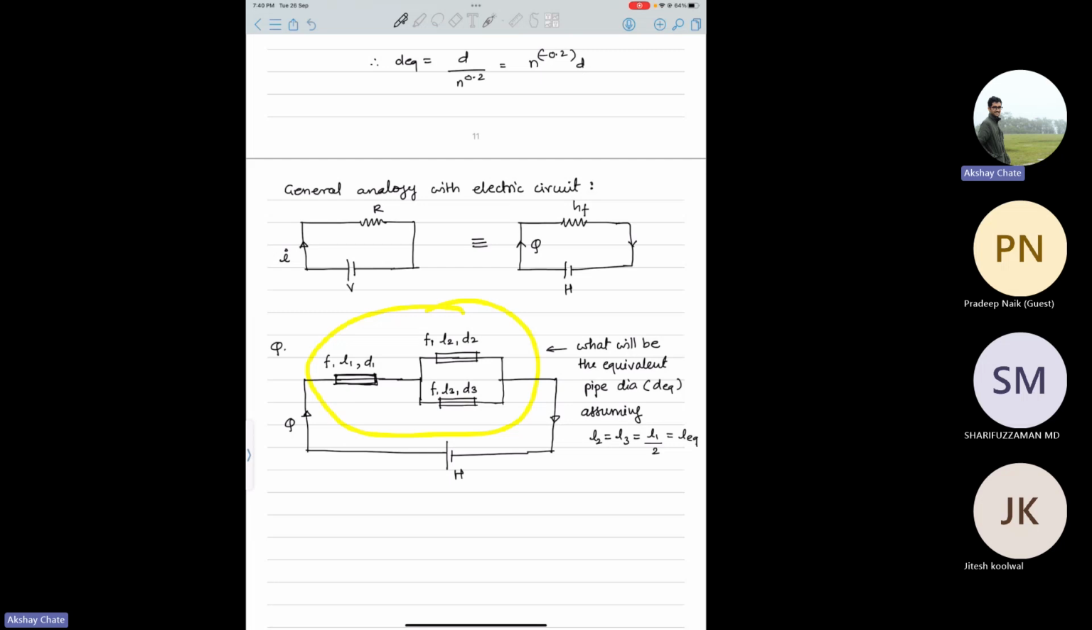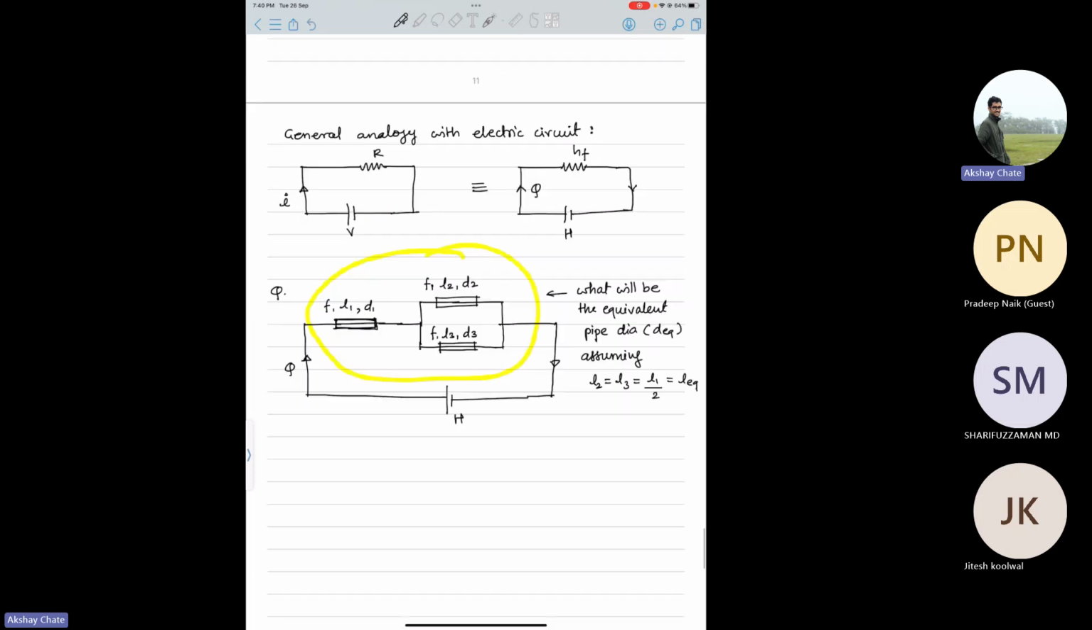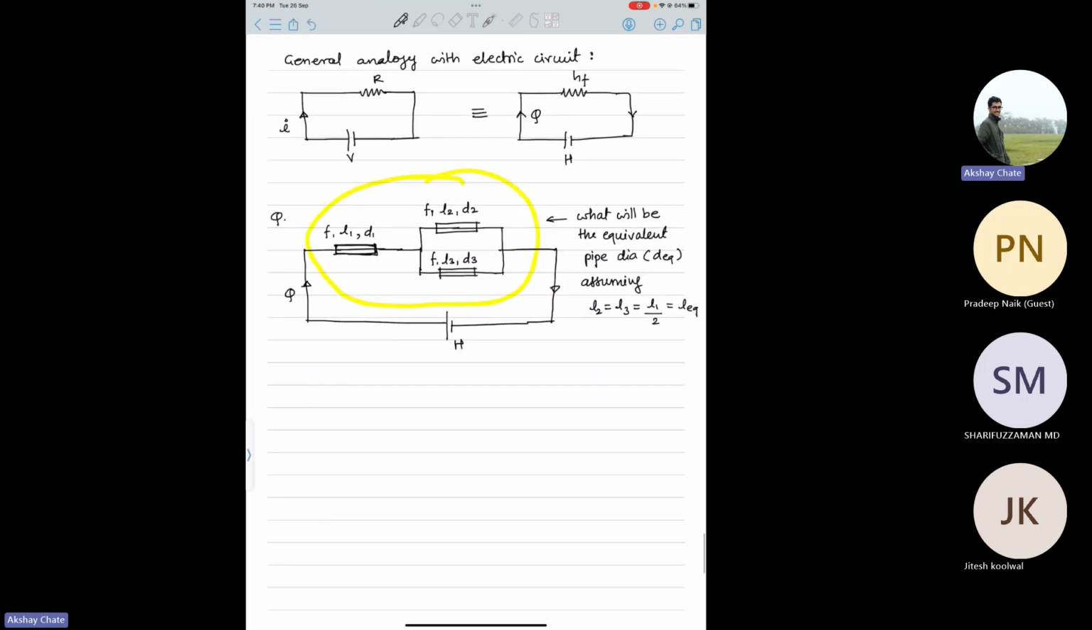So basically you want to replace it with the equivalent pipe, which will be equal to L2 and L3, which are nothing but half of L1. So this information is given. Now you can solve it using the analogy with the electric circuit. Here, as I said, the two pipes are in parallel. So I will first solve this parallel part.